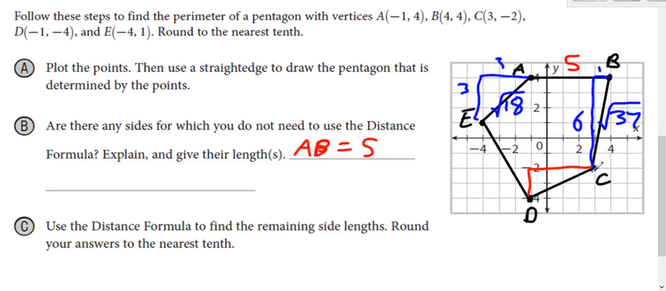Same thing here for C and D. Side length is 2, and the side length is 4. 4 squared is 16. 2 squared is 4. 16 plus 4 is 20. So it's got square root 20. And then the last side right here, side length is 3. Side length is 5, so that's 25 plus 9. 5 squared plus 3 squared. It's 34 inside a square root. So we have all the lengths: 5, square root of 37, square root of 20, square root of 34, and square root of 18.